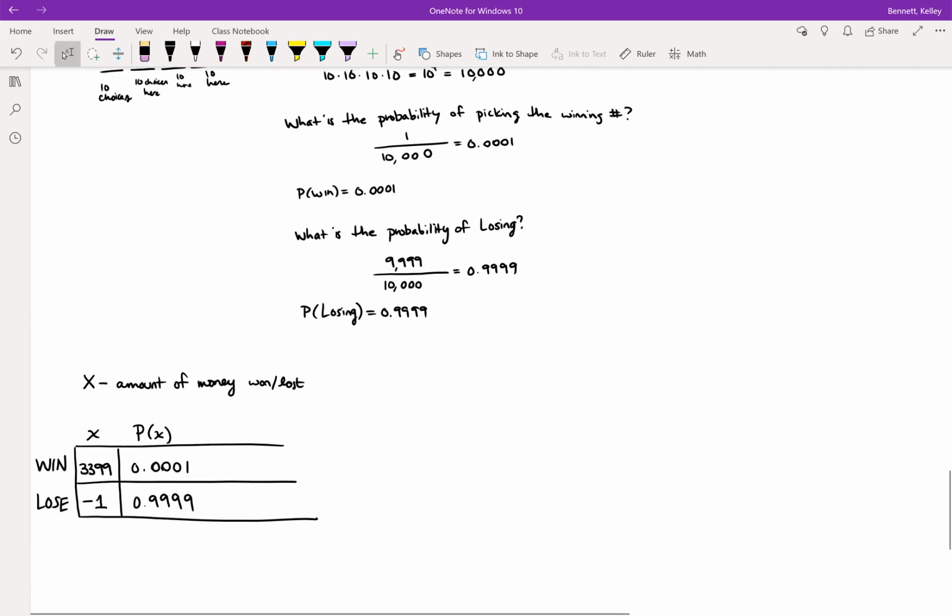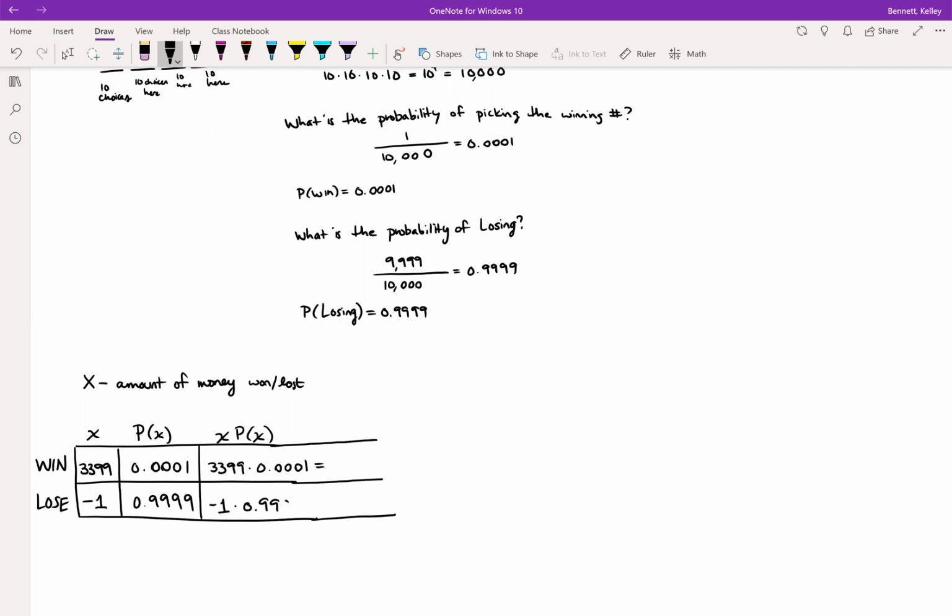All right, so now that we have our PDF set up, let's figure out what the expected value is. So our expected value is the sum of our x times p(x), right? So that's 3399 times 0.0001. And then we also have to do -1 times 0.9999. The second one's easy. I could do that in my head: -0.9999. And then this one, I move it over 4 places. I'm also going to double check on my calculator, 3399 times 0.0001. Okay, I'm just making sure I'm not losing my mind over here.